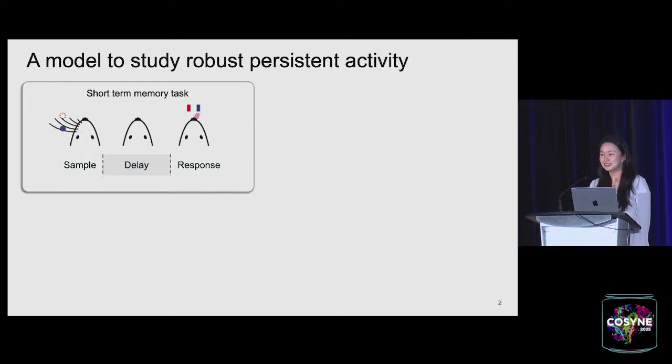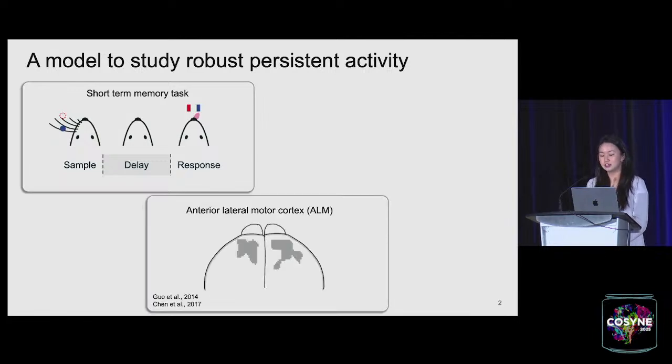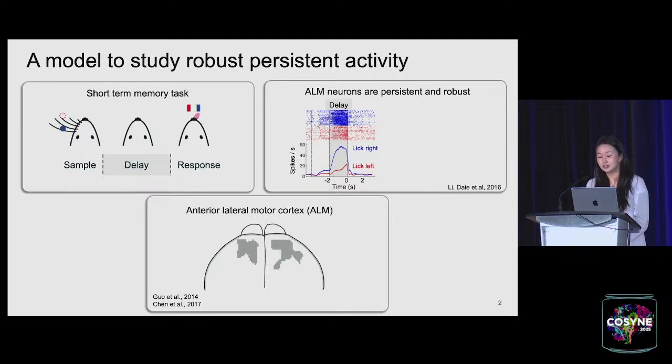We study persistent activity in the mouse using a short-term memory task. In this task, the mouse senses a cue with its whiskers, maintains a short-term memory during a delay period, and reports its choice with a directional lick. This short-term memory depends on a frontal cortical region called the anterior lateral motor cortex, which I will refer to as the ALM. In the ALM, neurons have persistent activity that is selective for lick direction.